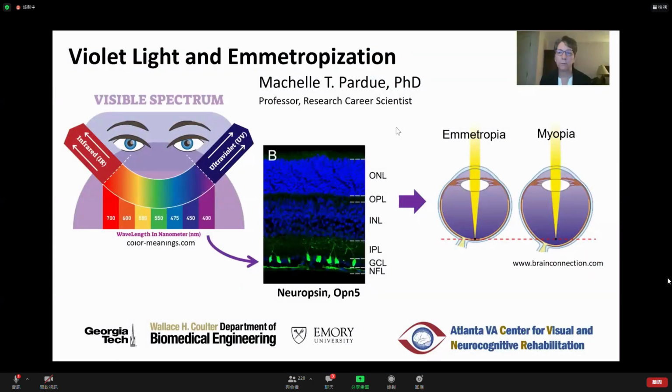Hello, I'm Michelle Pardue. I would like to talk to you today about violet light and emmetropization. When we think about the visual spectrum, we're particularly interested in this very short wavelength, 400 nanometers, that seems to selectively stimulate a subtype of retinal ganglion cells that contain neuropsin or OPN5. And we have evidence that this violet light OPN5 pathway influences emmetropization and the development of myopia.